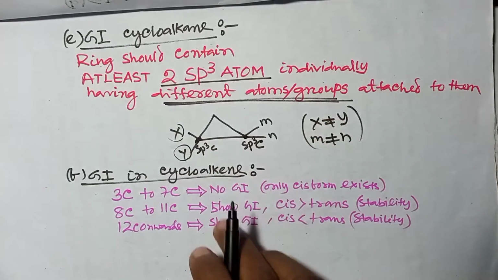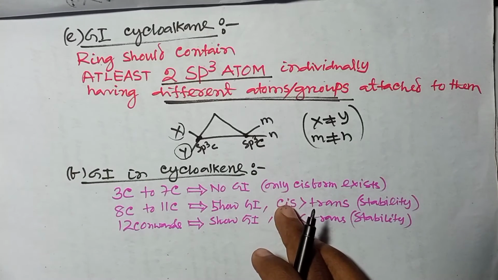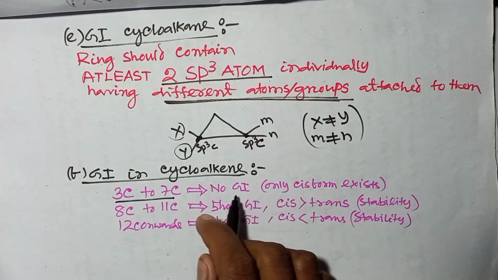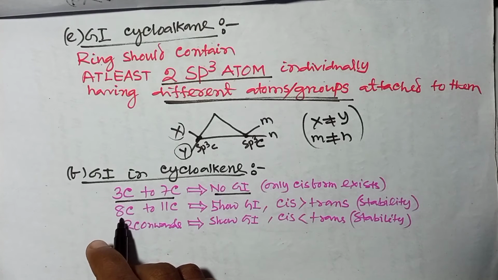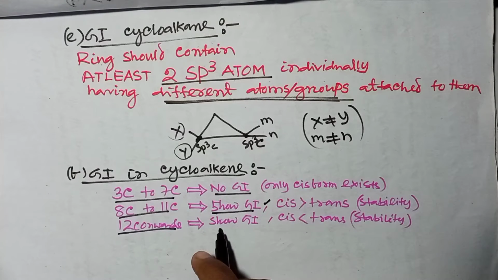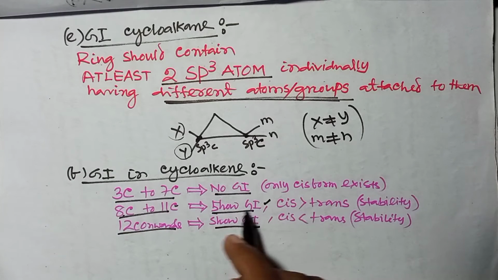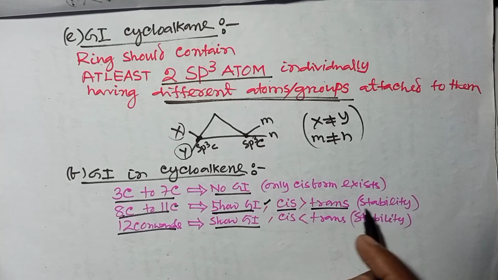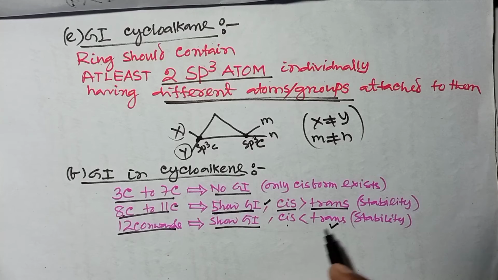Next, geometrical isomerism in cycloalkene. Cycloalkene containing 3 to 7 carbons shows no geometrical isomerism, and from 8 to 11 it shows geometrical isomerism. From 12 onwards it also shows geometrical isomerism. In the case of 8 to 11 carbon atoms, the cis form is more stable than the trans form, and in the case of 12 carbons and onwards, the trans form is more stable than the cis form.